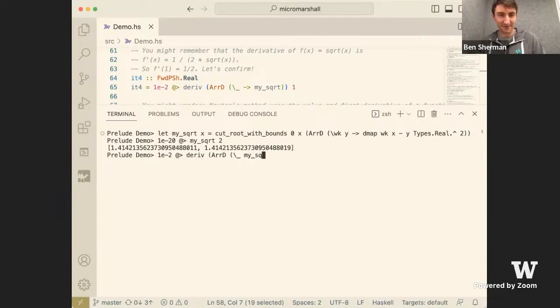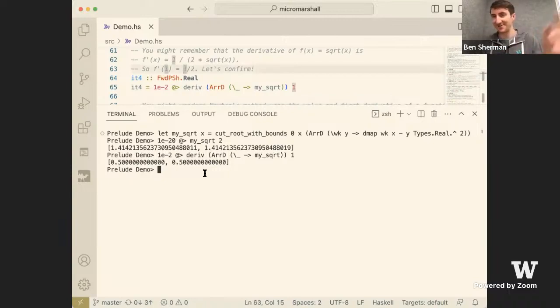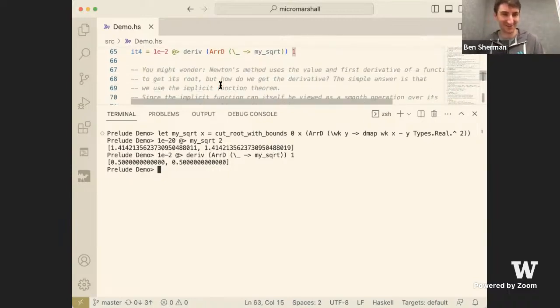So let's do the derivative of my square root operator at 1. We might remember from your calculus class, this is like 1 divided by 2 square root x. And so at 1, it should be 1/2. And we see actually, it turns out here we get infinite precision. Here we get exactly, yes, the answer is 1/2.